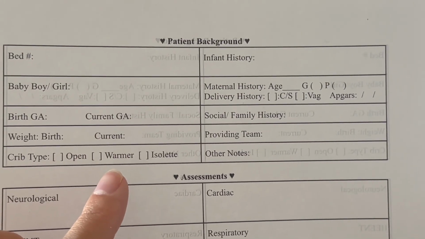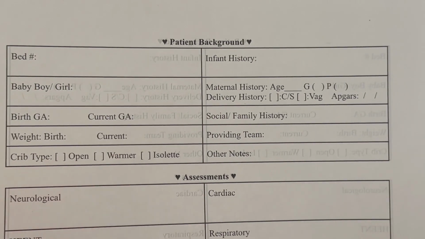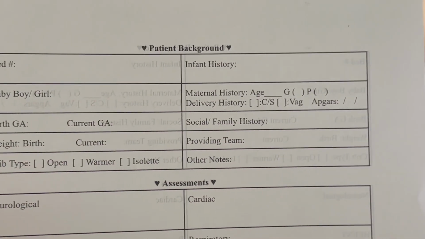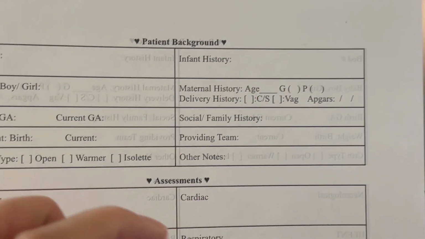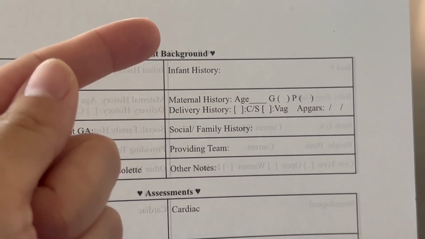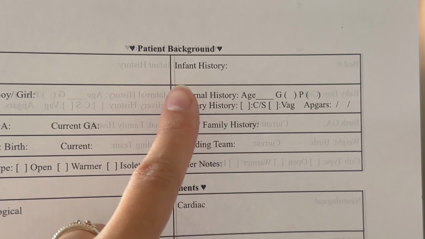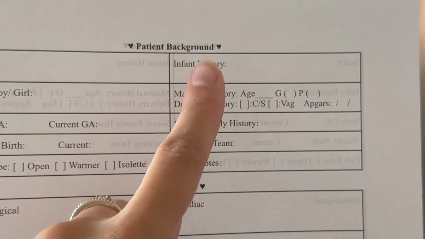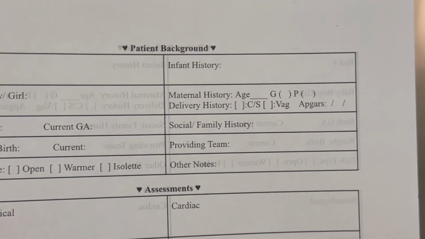And then a warmer, that's just in case they need help with their temperatures, or if they come back from a surgery, something like that. Then we'll go over to infant history. It's not a really big box, but I feel like you could just hit the main parts, like things that are pertinent or important to the patient currently, or while they're in the hospital, or their diagnosis. So there goes infant history here.